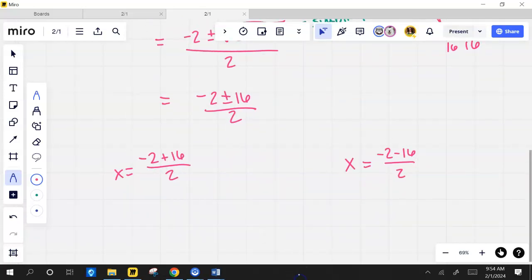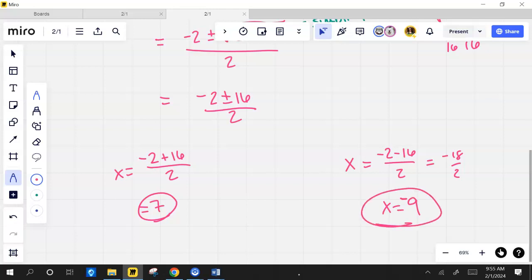So I get 14 over 2, you're right, that's 7, that's one answer. Over here, I get -9, and that's the second answer. This was one that I could have factored. It would have been an easy factor. I would have gotten x minus 7, x plus 9, but you see the quadratic formula still works.